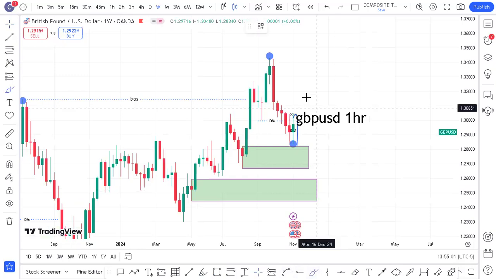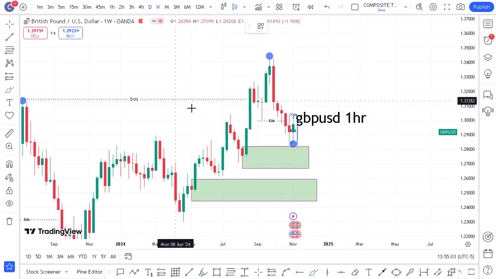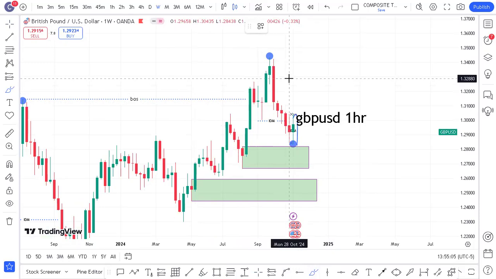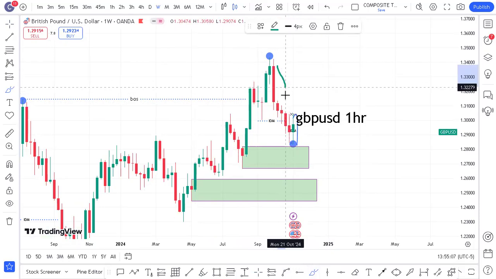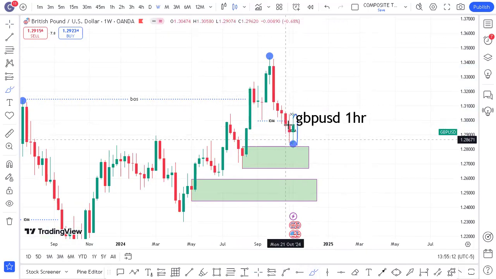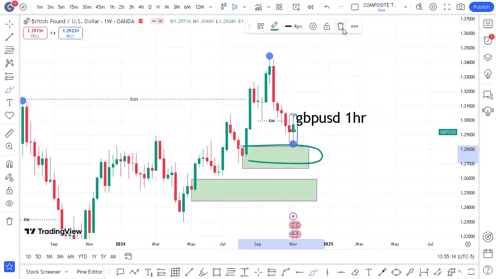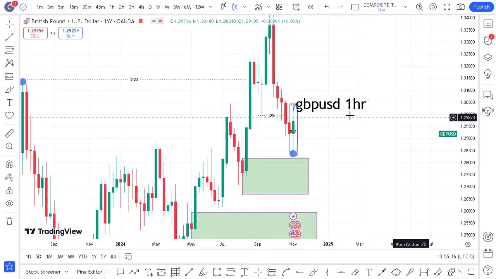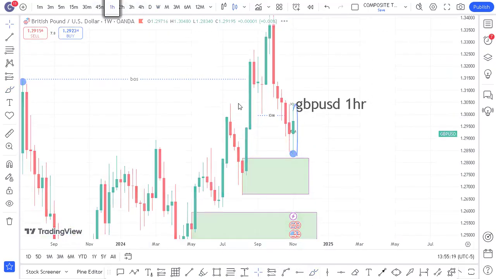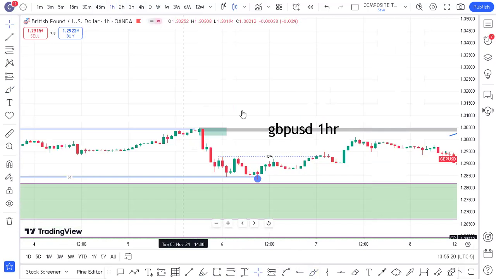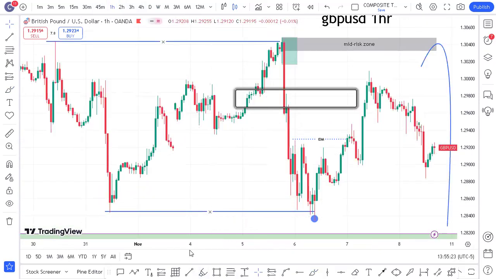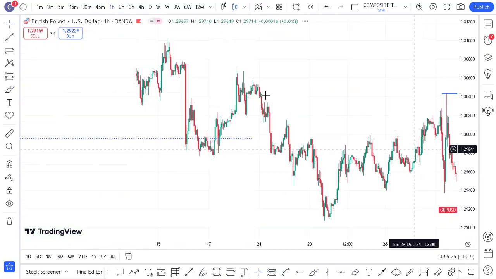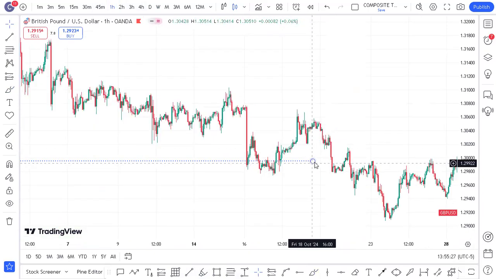So for the last couple of weeks, this is the weekly time frame. For at least a month, the euro, the pound, has been dropping, and we expect it to continue selling until we mitigate this order block here. If I open a lower time frame, like the 1 hour time frame, you see that on the 1 hour time frame, the market is breaking the structure to the downside.